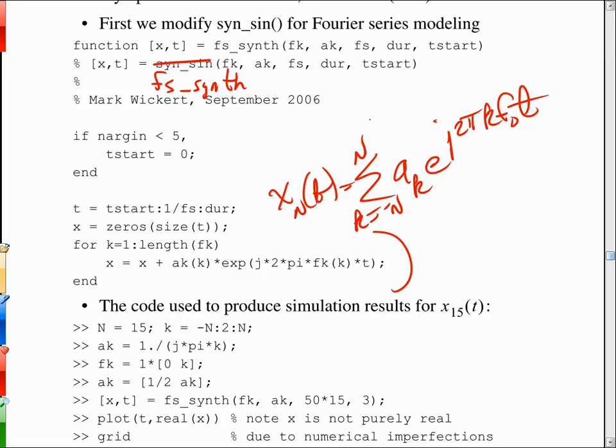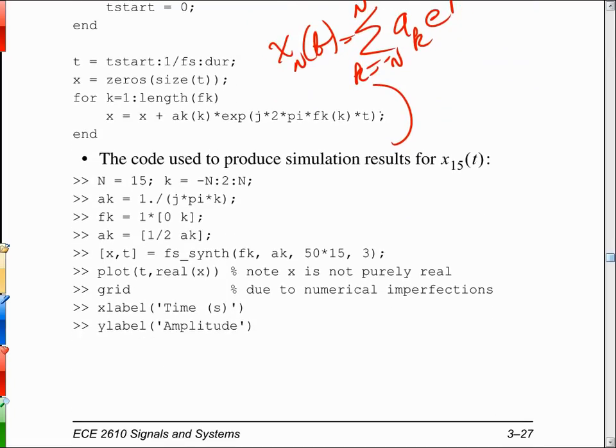So then I show an example of how to use it for the square wave right down here, where I load in n is equal to 15, and then I sweep the coefficients right in here from minus 15 to plus 15. But notice that I'm stepping 2 at a time. Why would I be stepping 2 at a time for a square wave?